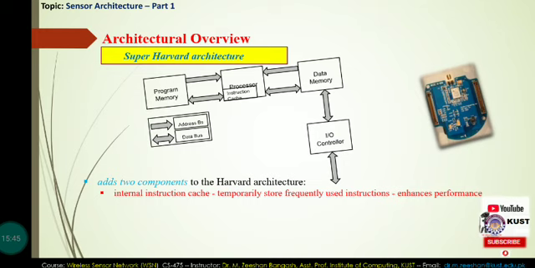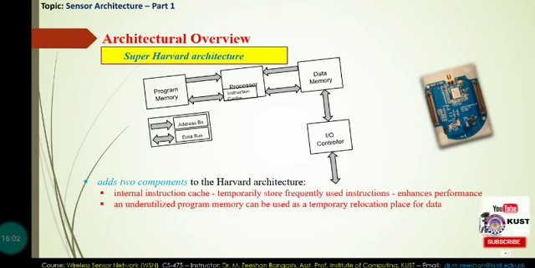As you can see in the slide, this architecture has two additional components. That's the internal instruction cache, as I have already discussed, which enhances performance, and an underutilized program memory that can be used as a temporary relocation place for data. So it can be used to temporarily store frequently used instructions, thereby reducing the need for repeated fetching from the program memory. Moreover, this is the next generation processor architecture.